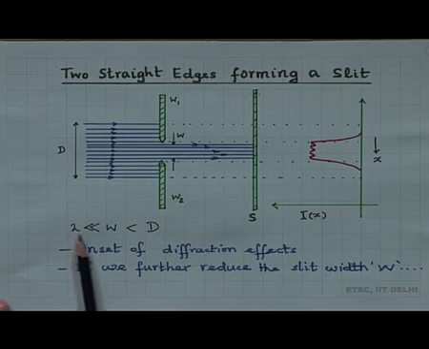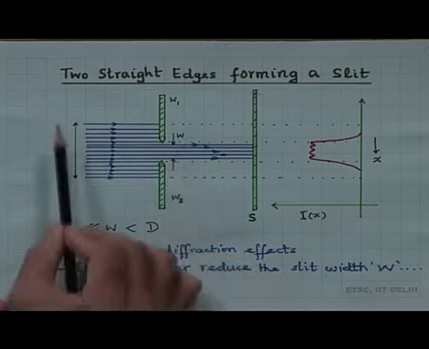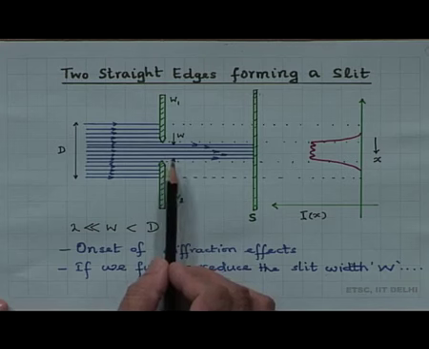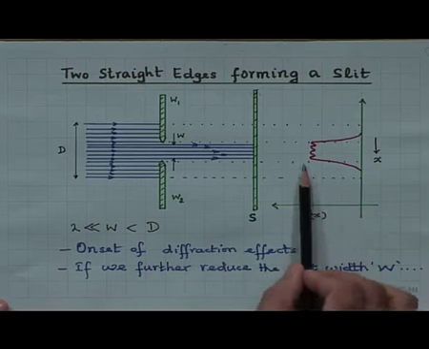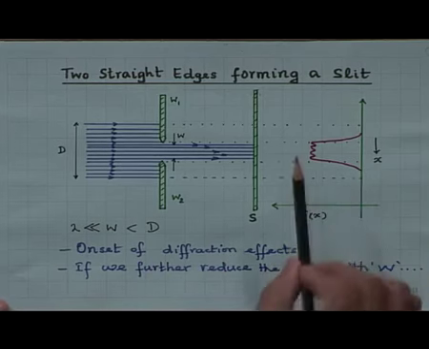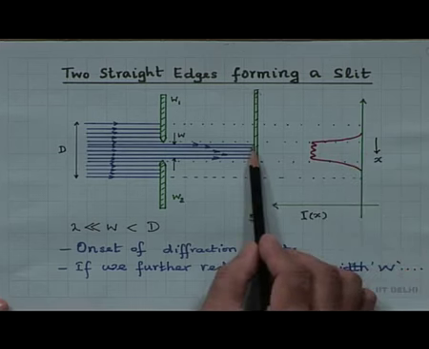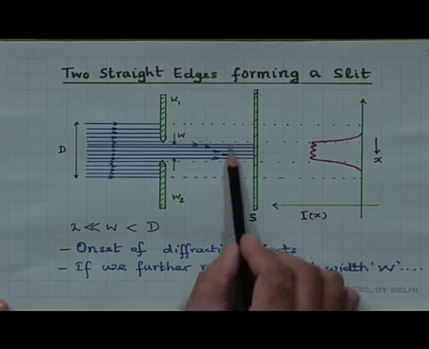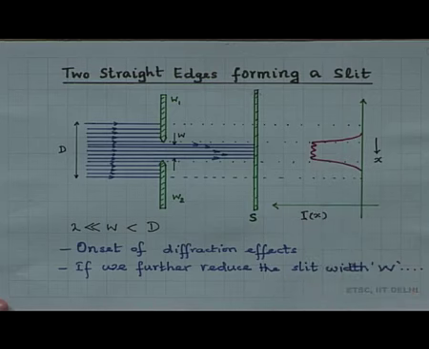The wavelength of light lambda is much less than W, and W is less than D. D is the beam diameter and the width of the slit is smaller, that is why it is blocking part of the beam, and this leads to onset of diffraction effects. We have started seeing diffraction effects. If this were not there, we should have got a box type of response, that is intensity uniform across this and then 0 outside, but we see that there is some amount of intensity entering into the geometric shadow.